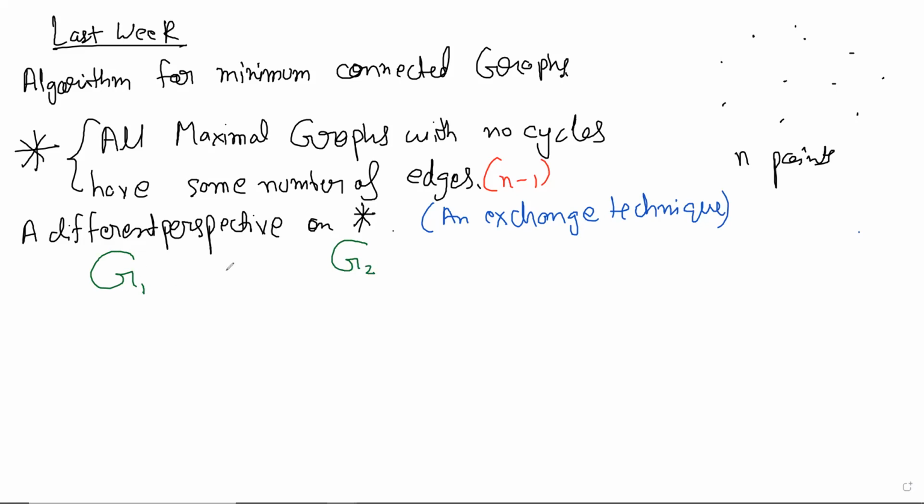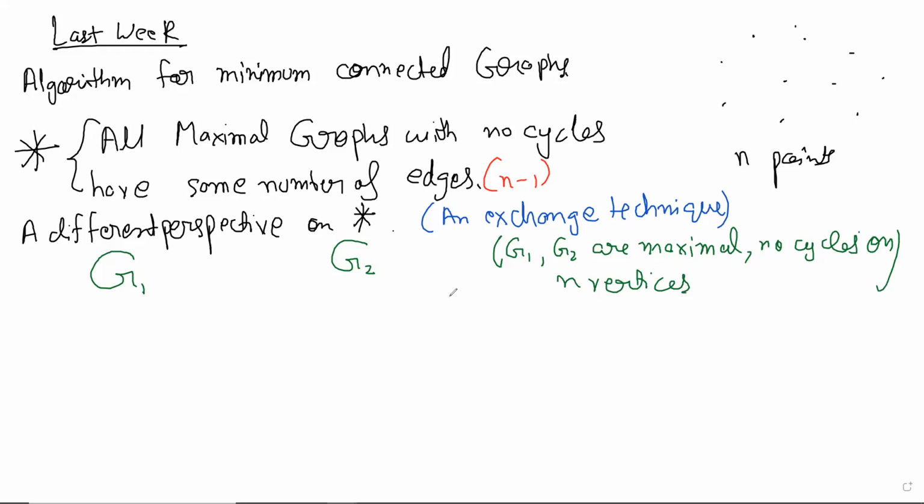We'll have two graphs, G1 and G2, and both are maximal graphs with no cycles on n vertices, of course. Let me write here: G1, G2 are maximal, no cycles. I could have just written G1 satisfies star, but let's write more, and slowly we'll reduce the words as we get more comfortable. G1, G2 are maximal, no cycles, on n vertices, of course. Okay, so we have two graphs with that property.